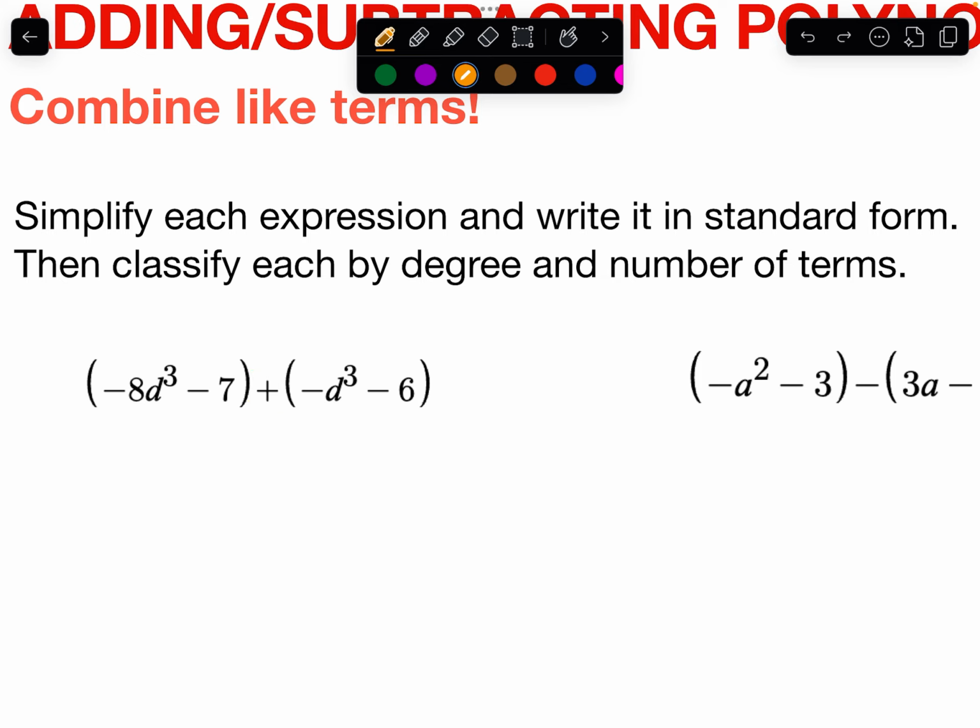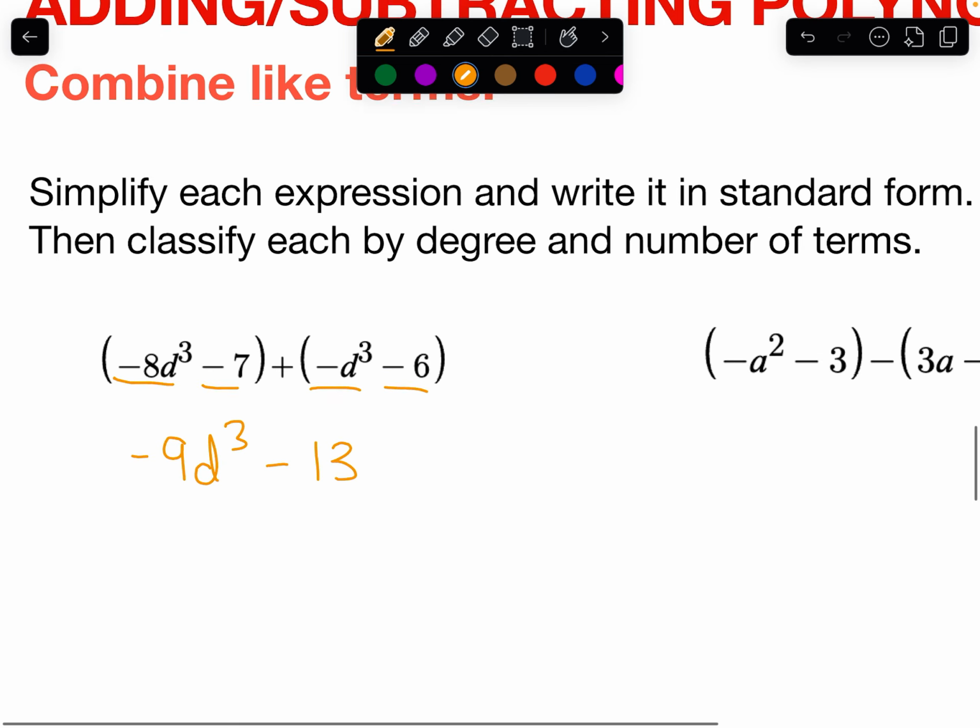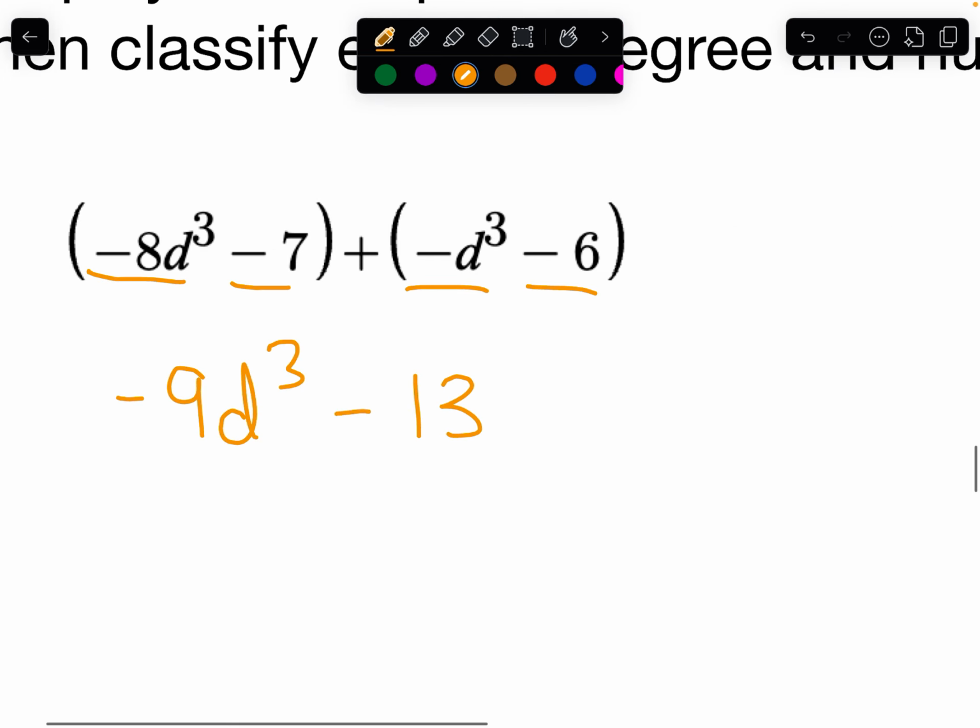So we can go ahead and combine like terms. I see a negative 8d cubed and a negative d cubed. Now there's negative 9d cubed here. All right, searching for other like terms that we can combine, I see a negative 7 and a negative 6. That will give us negative 13. Now notice that I already have the exponents in order from biggest to smallest. Again, you might just naturally do that in the flow of your work. But let's practice classifying this now, and let's classify based on degree first.